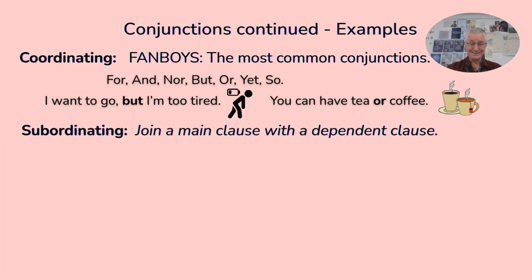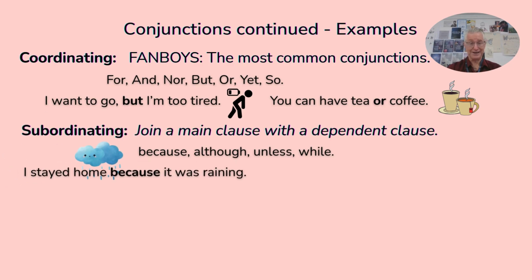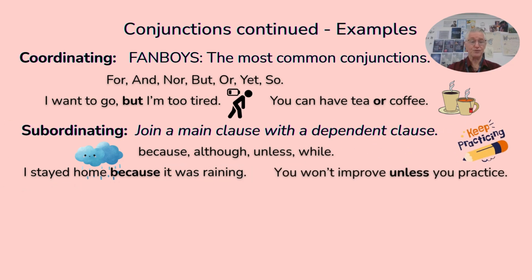Subordinating conjunctions, remember, join a main clause with a dependent clause. These are words like because, although, unless, and while. I stayed home because it was raining. You won't improve unless you practice.